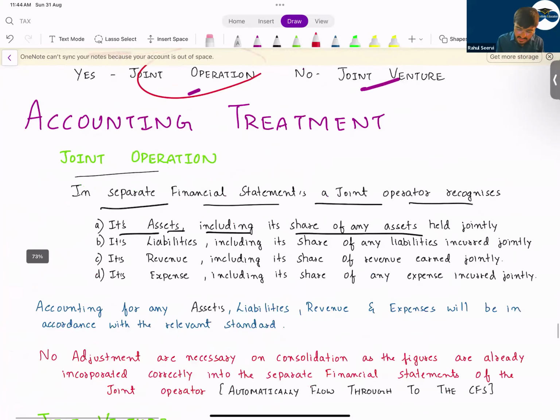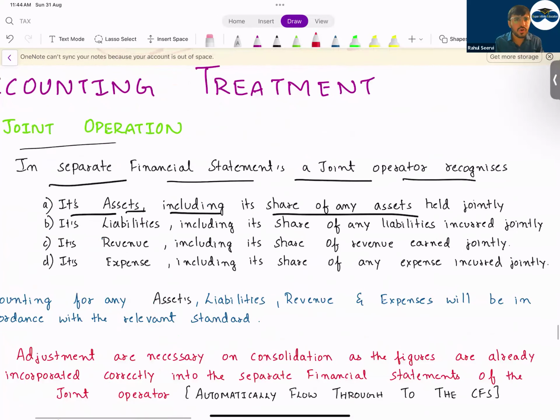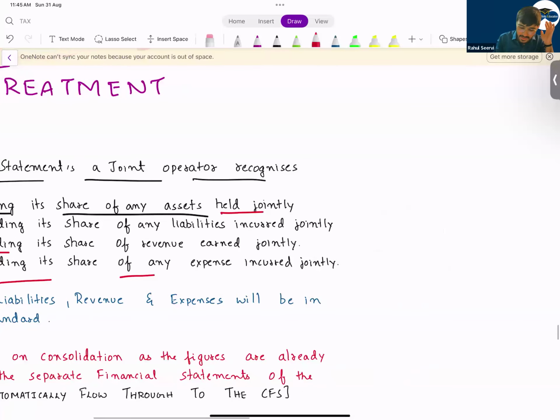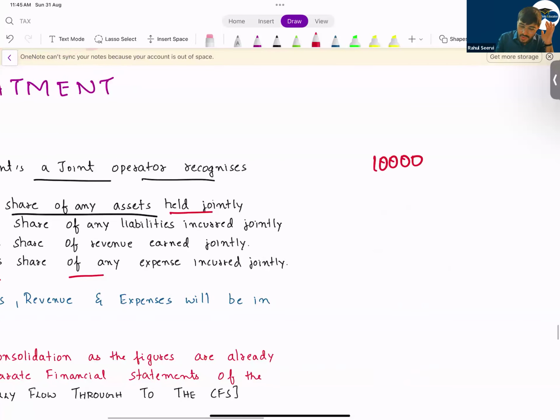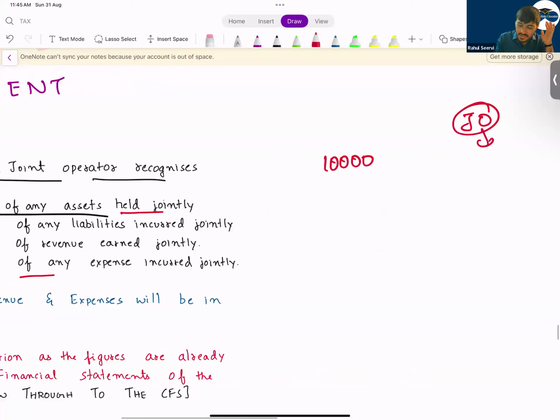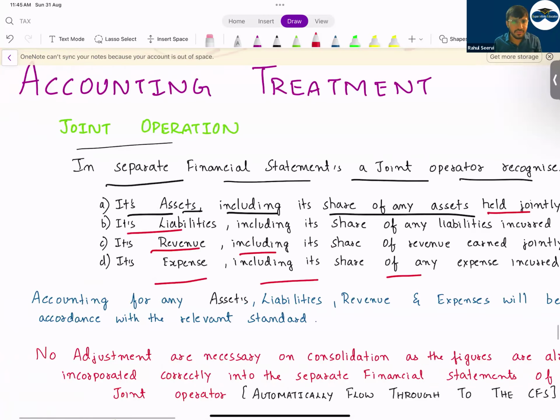Its assets, including its share of any assets held jointly. So what we do is record the asset value of the joint operation plus whatever is my share in that. Then each liability, each revenue and expense, everything will be taken. If my company has, say, 10,000, and in the joint operation which we have done the revenues are, let's say, 7,000, and I have 50% in that, what will I do? I'll simply include 50%. It's like consolidation, but it's not the same as consolidation. We can say it's similar. You'll add each and everything here.